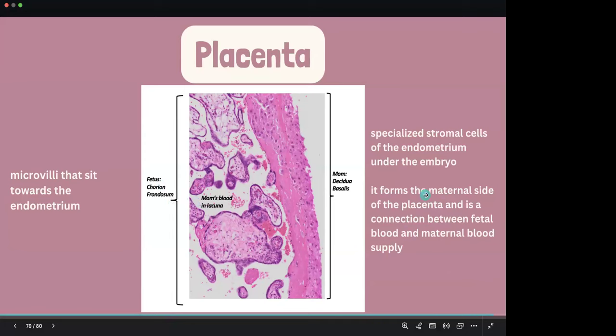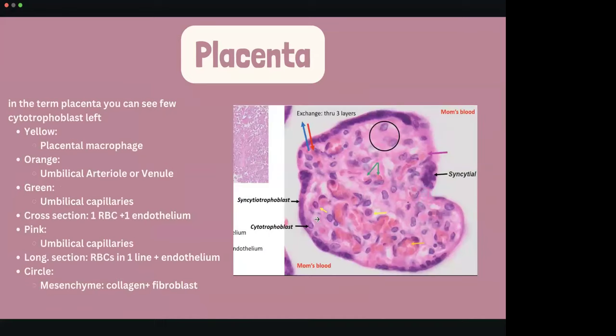Now, in the term placenta, you can see a few cytotrophoblasts left, but in yellow, you can see the placental macrophages. In orange, you can see the umbilical arteriole or venule. In green, you can see the umbilical capillaries. In pink, you can see the red blood cells in the umbilical capillaries. And this is the mesenchyme. The collagen shrinks, the mesenchymal core shrinks to make the 3 layers.